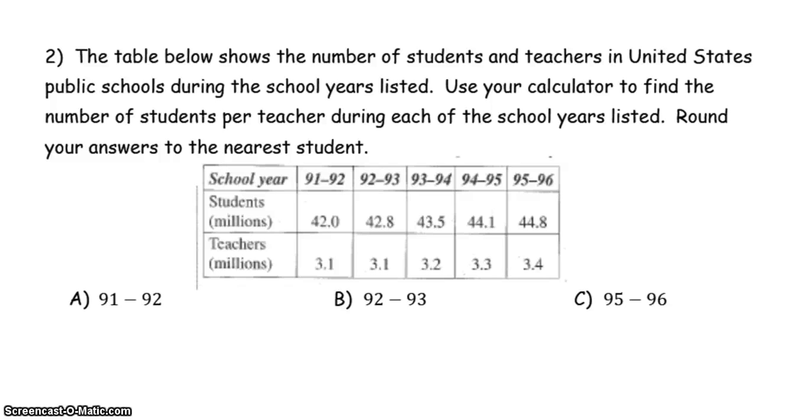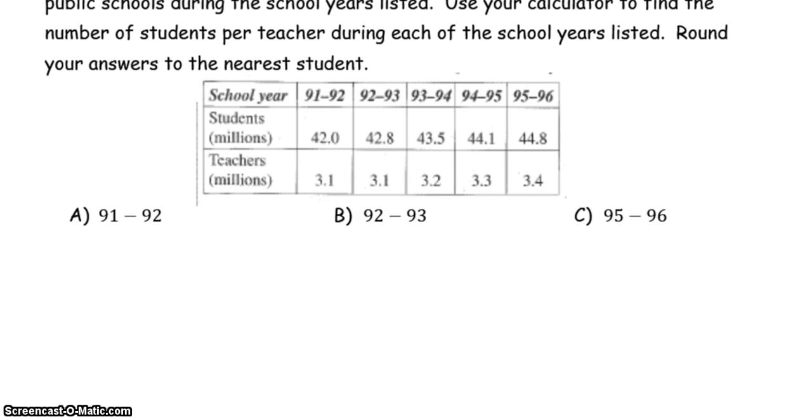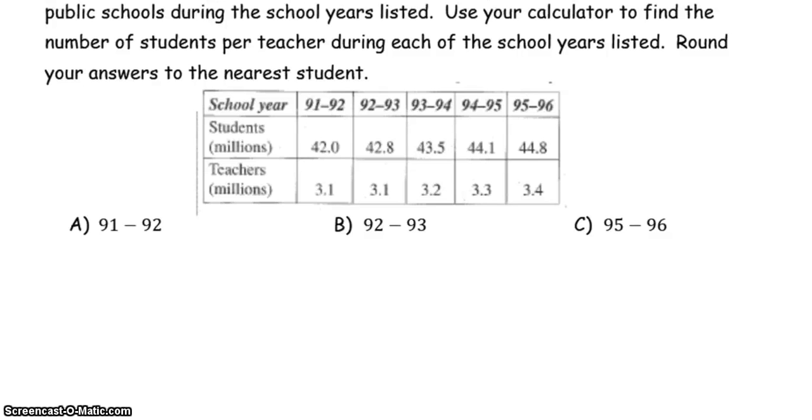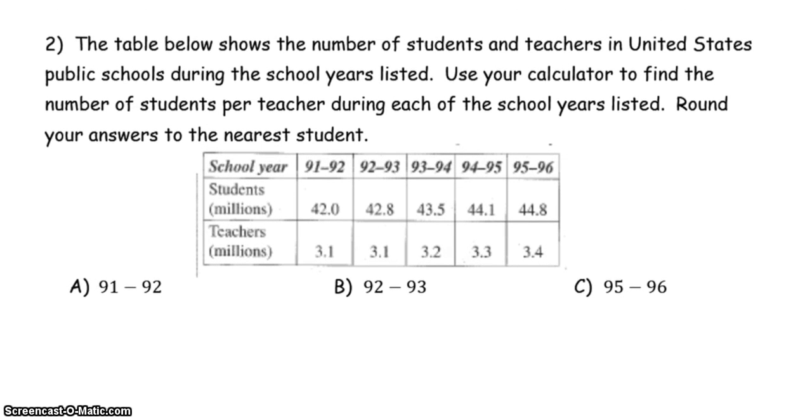Now our next table shows the number of students and teachers in the United States public schools during the school years listed. We can use a calculator to find the number of students per teacher during each of the school years listed. Round your answers to the nearest student. What we have here are the school years listed. So in 91 to 92, we have 42 million students and 3.1 million teachers. If we want to find the number of students per teacher, we're going to take 42.0 and divide by 3.1.